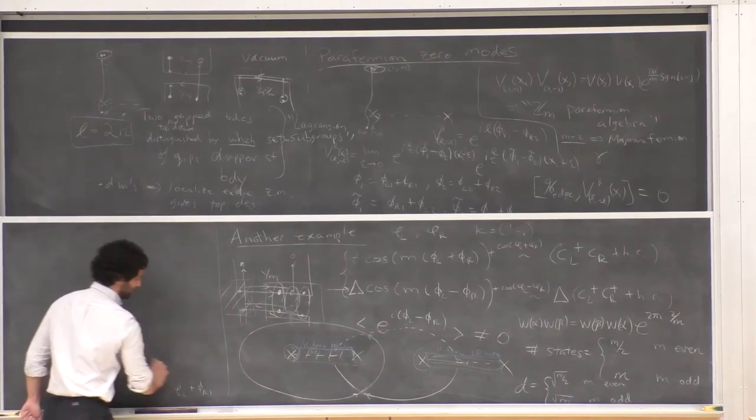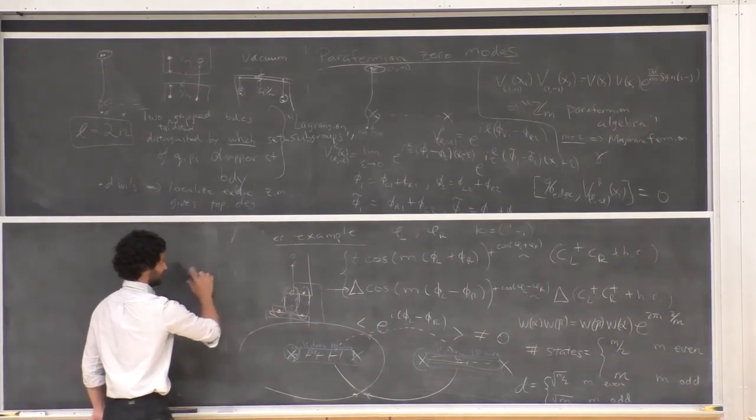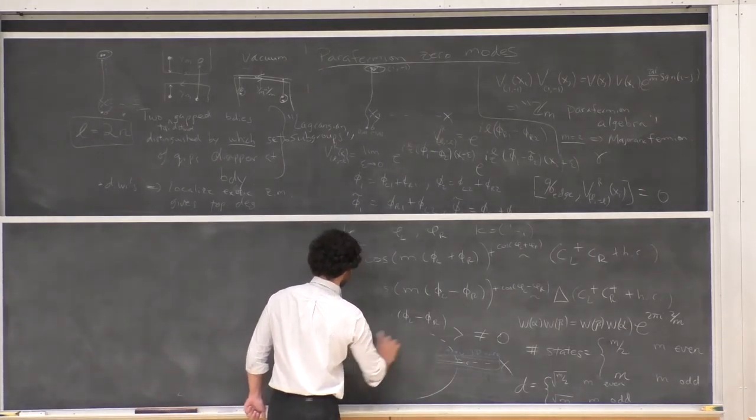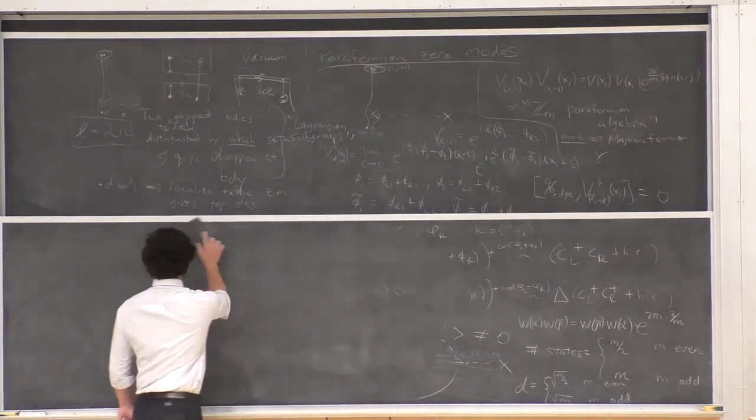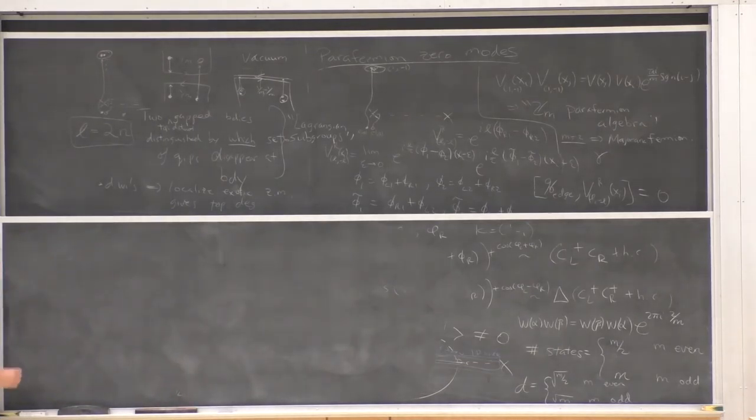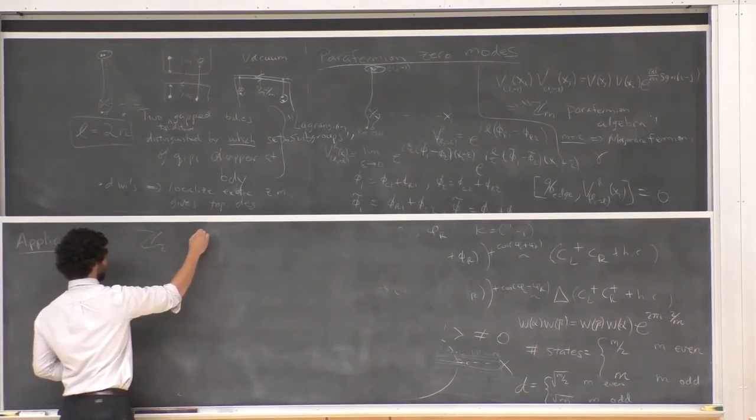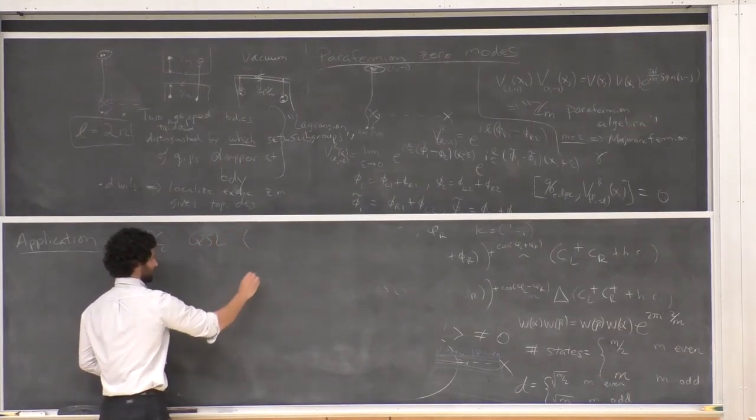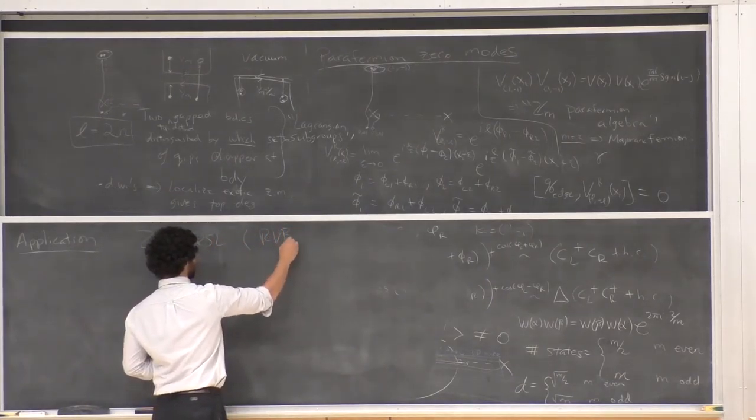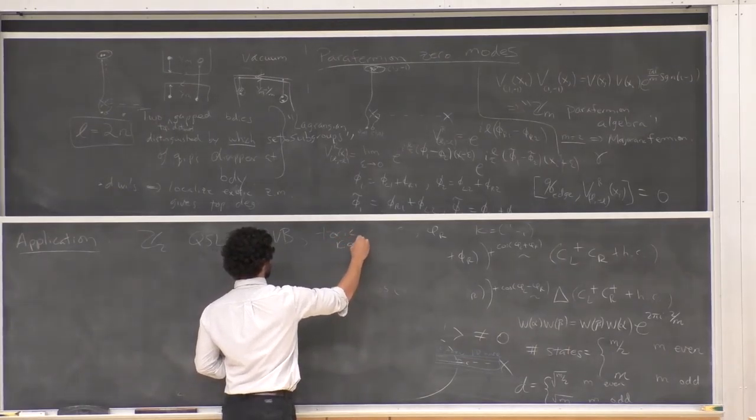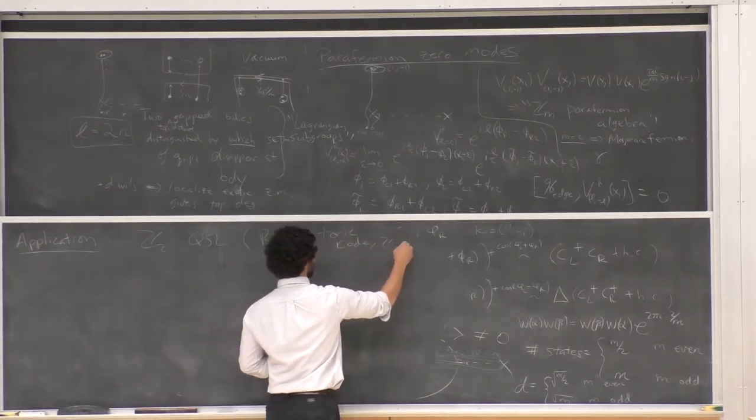Okay, I want to give one other application of these ideas, which I find pretty exciting. And I'm going to discuss it in the context of Z2 spin liquids. So this is sometimes called the Z2 short-range RVB state. Sometimes it's called the Z2 toric code. Sometimes it's called Z2 gauge theory.